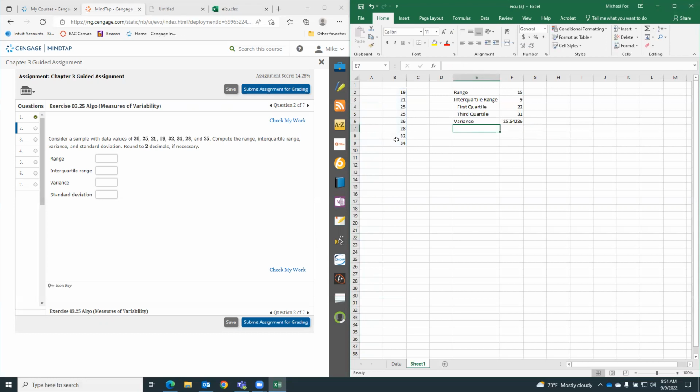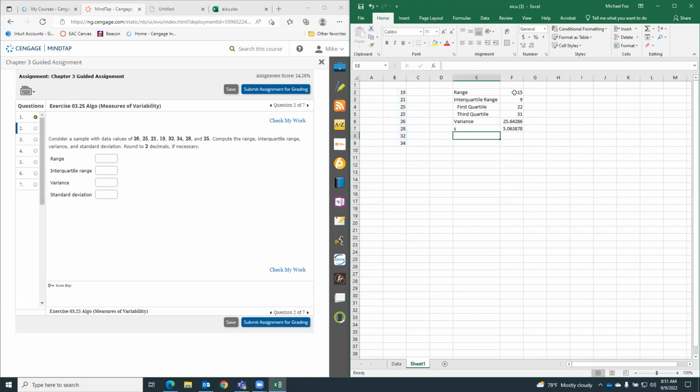And then finally, standard deviation, which is just denoted with S. Variance, you'll often see denoted with an S squared, okay? So the standard deviation is the square root of variance. We could do it that way, or we could do equals STDEV.S for a sample. Highlight the numbers in the sample set.